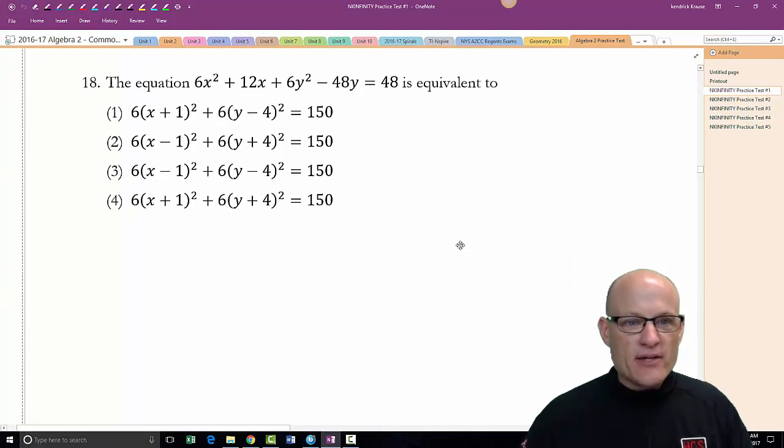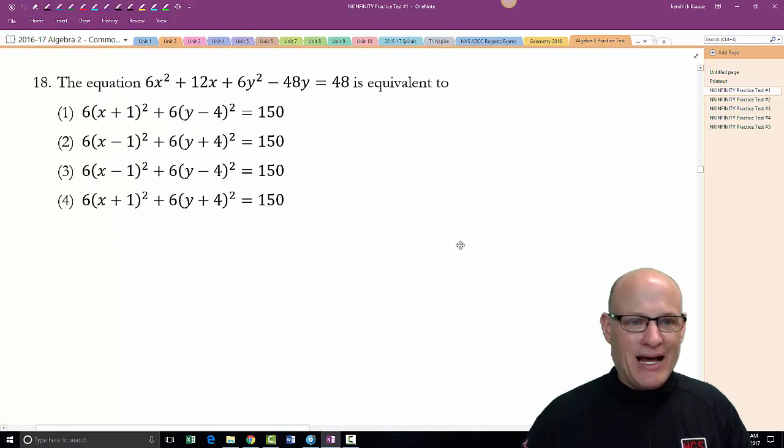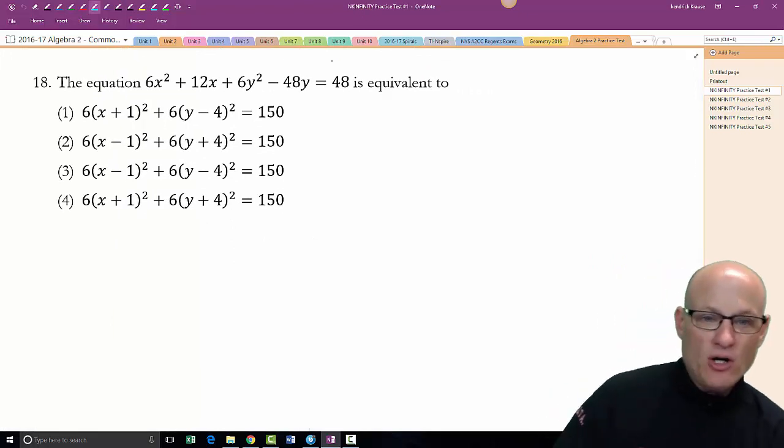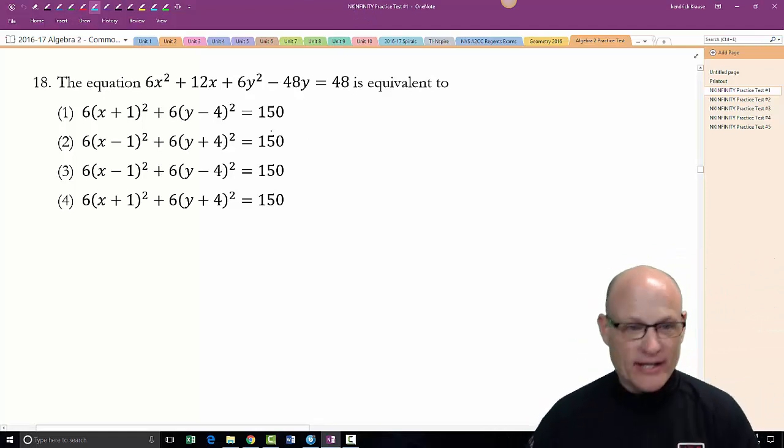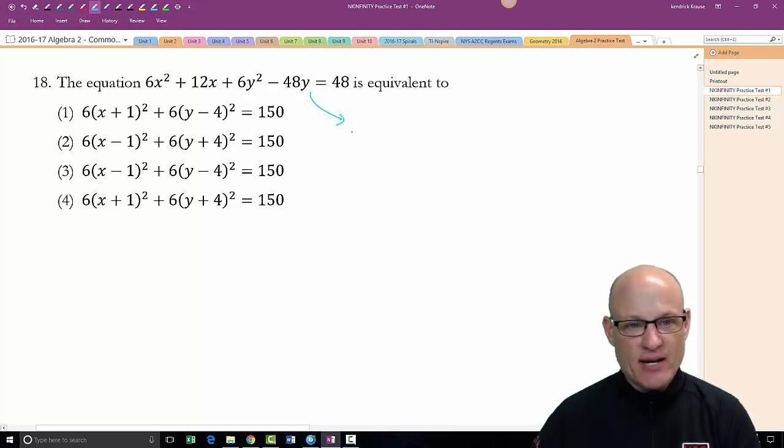All right, moving on. The equation blah, blah, blah is equivalent to, holy crap. Are they crazy? All right, wow. I could double distribute all this out and figure out what's going on. Or I could take this thing, and I'm going to take a 6 out of all this. Notice I can take a 6 out.